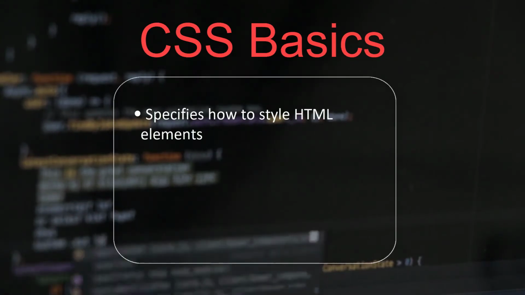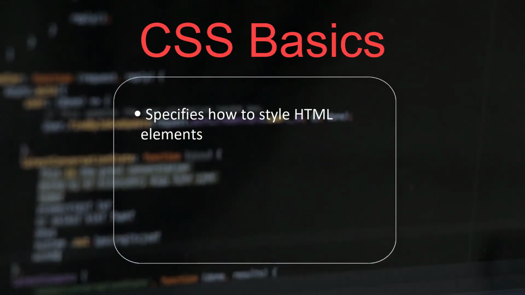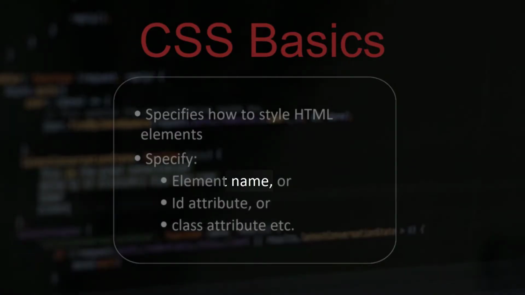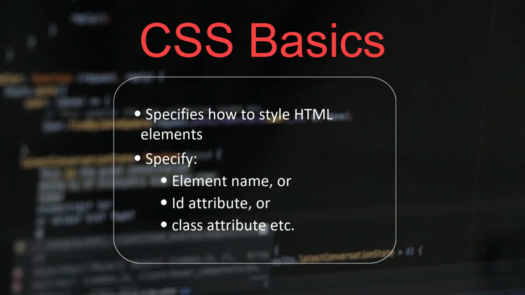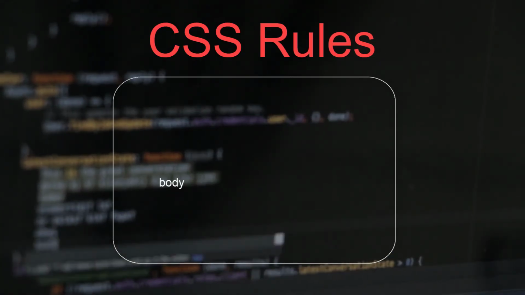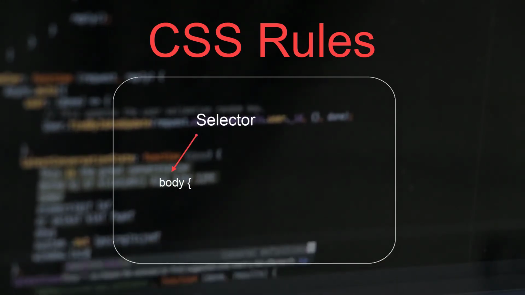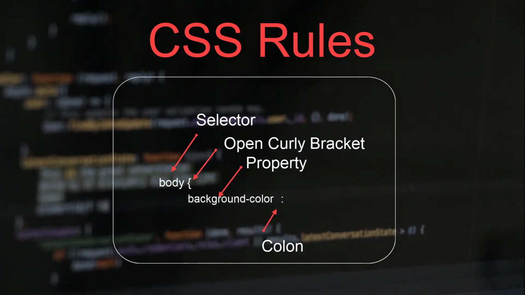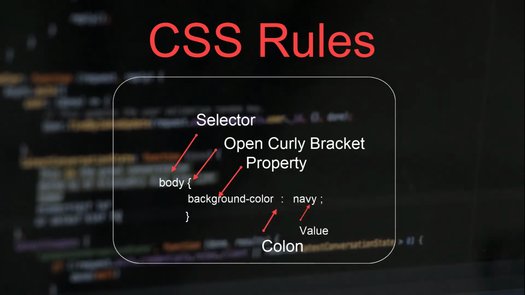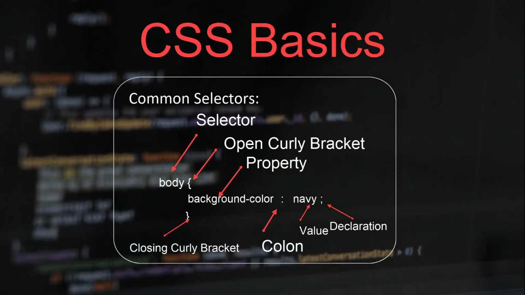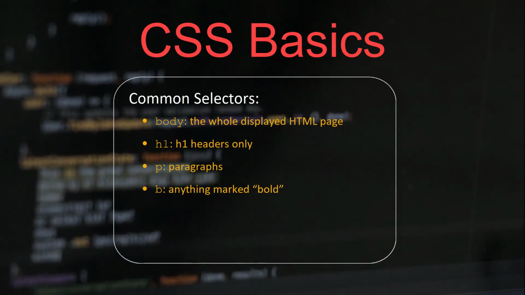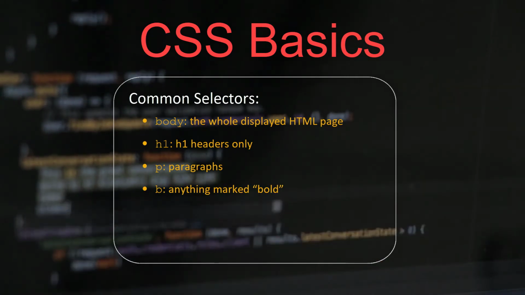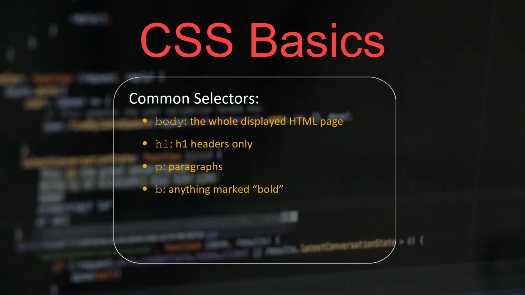CSS specifies how to style HTML elements. To style an element, we first specify the element name or ID attribute, class attribute, or a bunch more we're going to talk about later. And here is how to use it. We first need to select the element that we would like to style, and then an open curly bracket, the property, colon, the value, a declaration, and then a closing curly bracket. The common selectors are body, which selects the whole displayed HTML page, H1, which is the headers only, P, which is the paragraphs, and B, which is any marked bar.